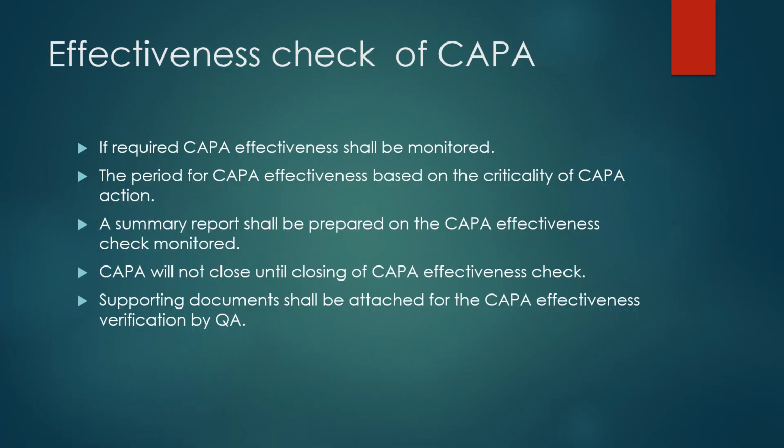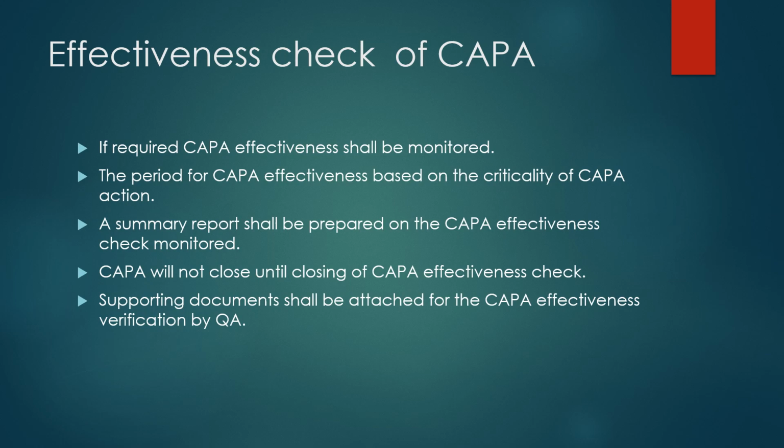Effectiveness check of CAPA. If required, there is an effectiveness check for the CAPA which is implemented in the system. For the CAPA effectiveness check, the time period will be based on the criticality of the CAPA. In simple terms, the CAPA effectiveness check is to see whether the CAPA which is implemented in our system is effective or not. This is the main motive of the CAPA effectiveness check.